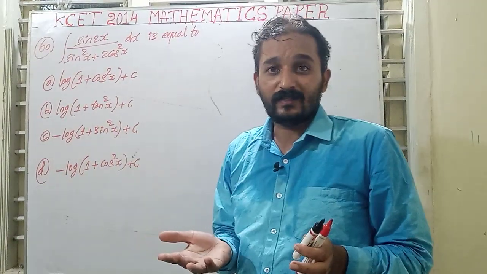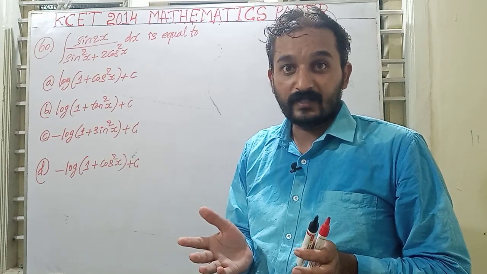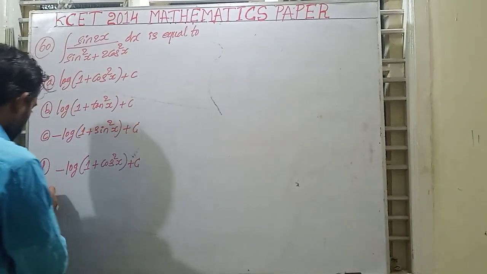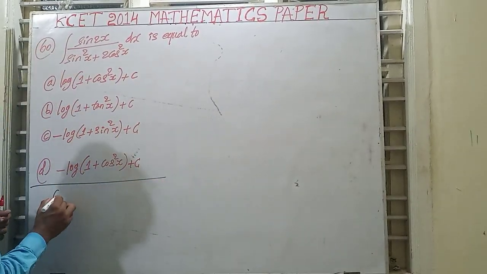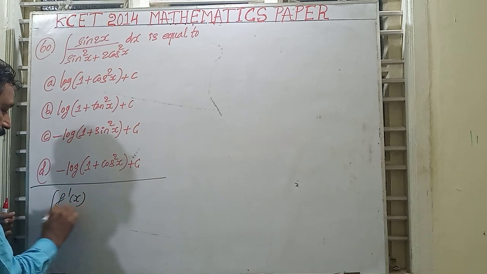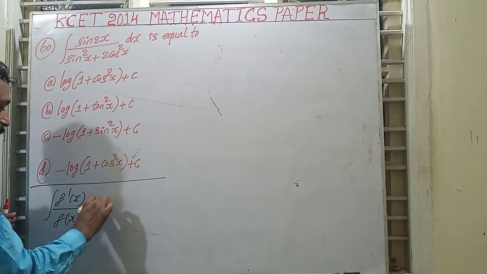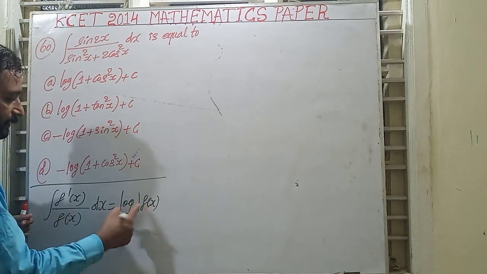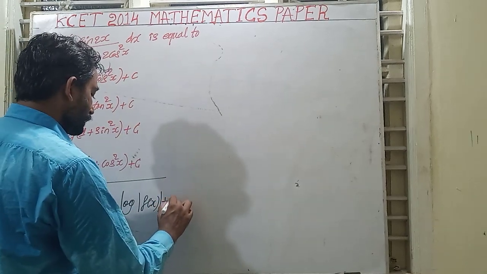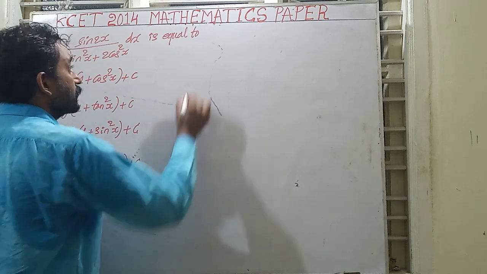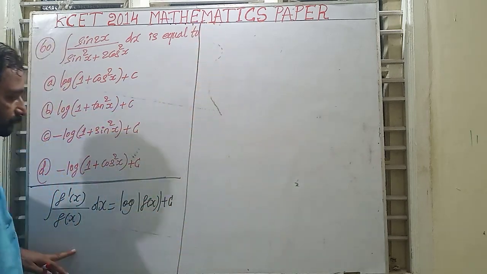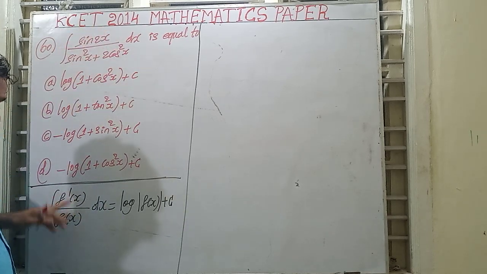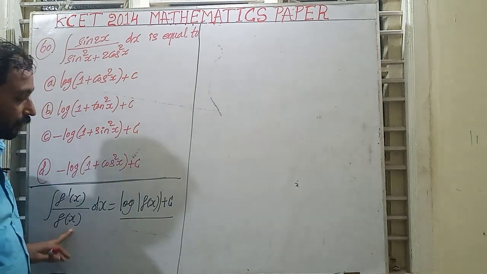So many formulas are there in this integration by substitution method. Using one formula, what is the formula? Integration of f dash of x divided by f of x with respect to x is equal to log of modulus of f of x plus integral constant c because it is an indefinite integral. So this problem depends on this formula. Directly, the integrand converted into f dash of x by f of x, we can write log of f of x.